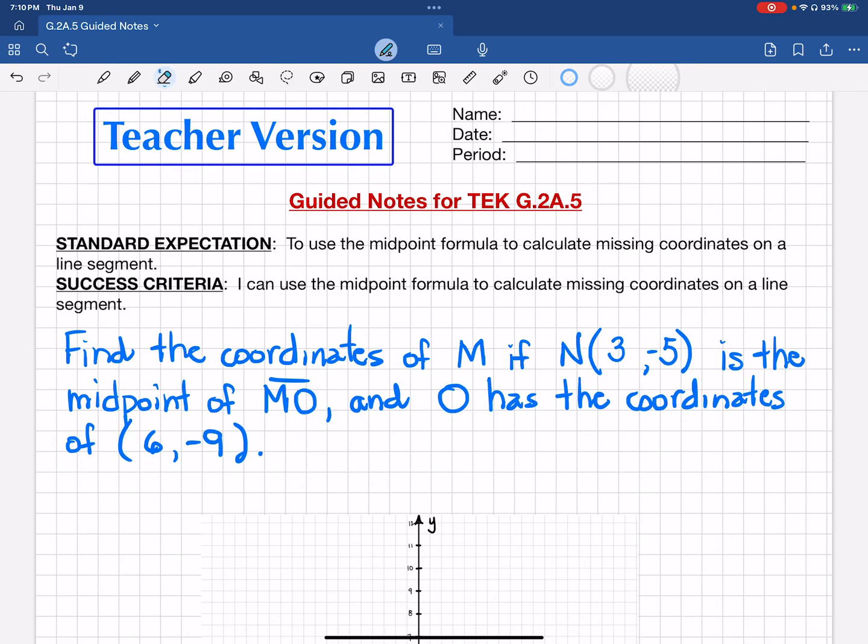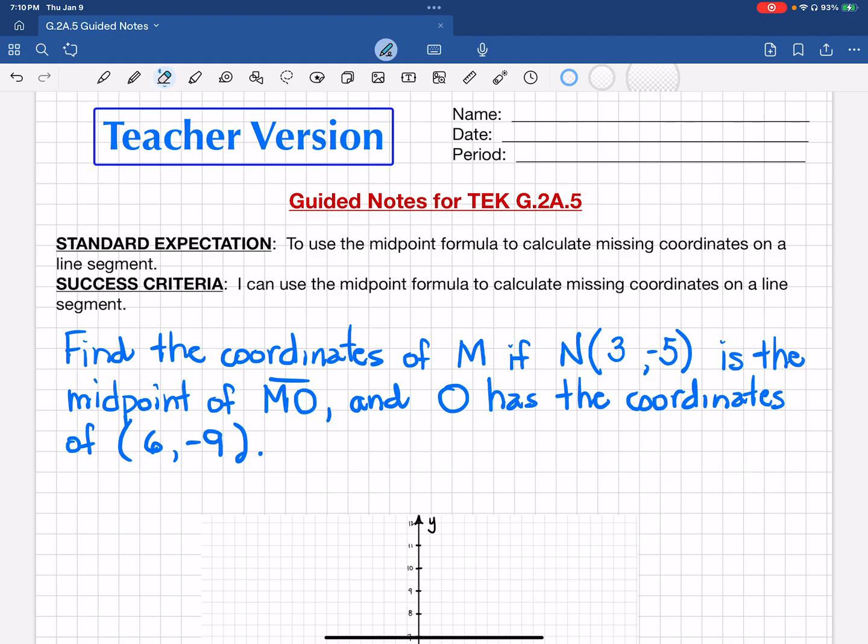Today we're working with TEAC G2A, skill number 5. And so our objective is to use the midpoint formula to calculate missing coordinates on a line segment. And we're going to be looking at this in the coordinate plane, so we're going to be using horizontal and vertical distances. Your success criteria reads, I can use the midpoint formula to calculate missing coordinates on a line segment.